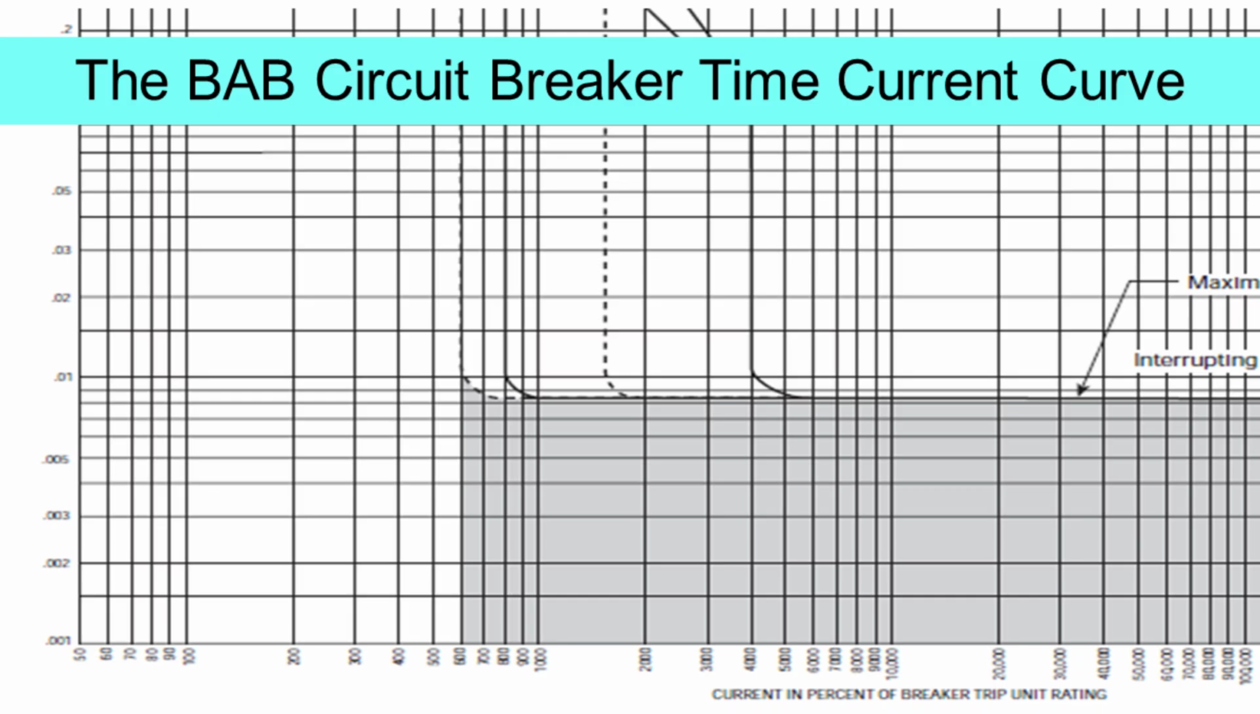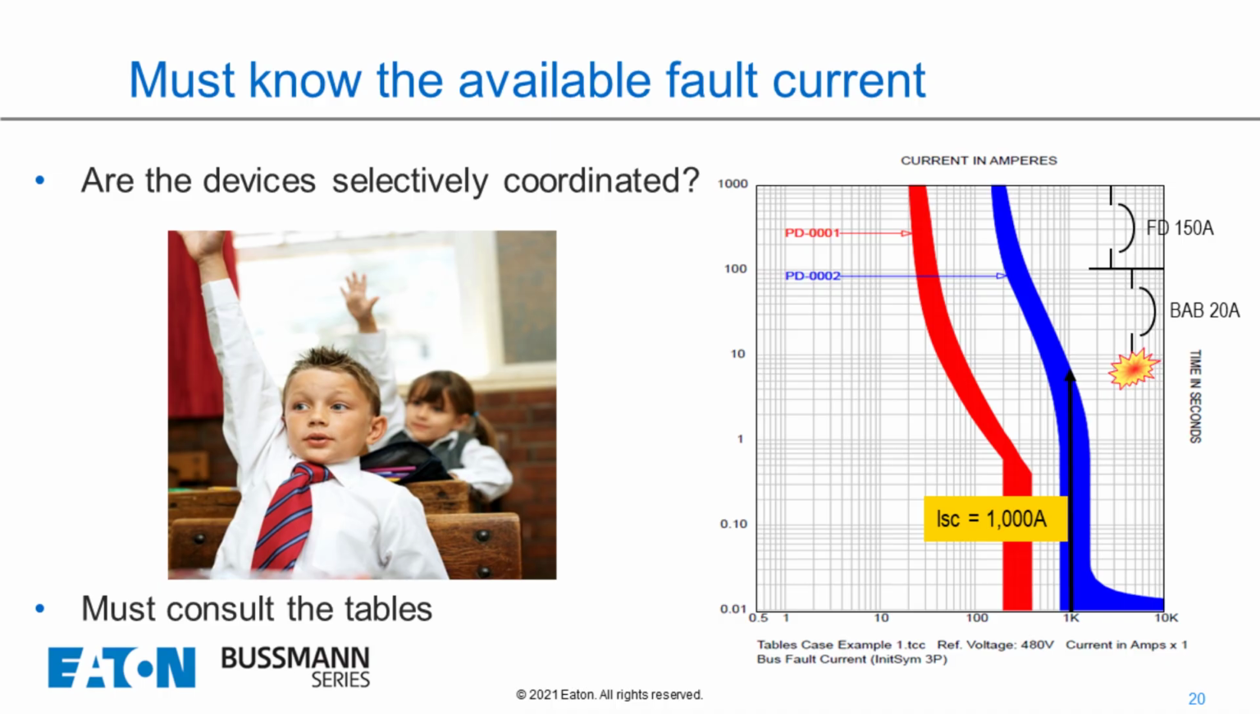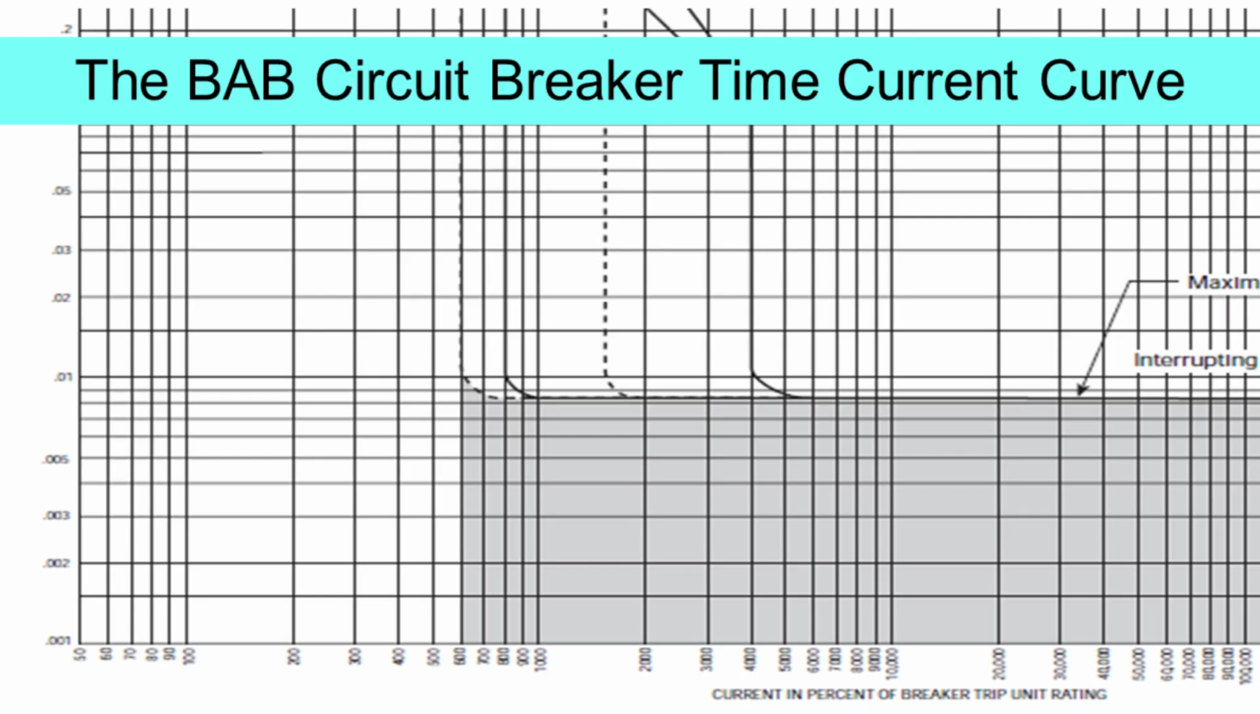All right, so here was the BAB. Let me go back real quick. So we have an FD breaker, just a 150 amp breaker, and then we have the BAB 20 amp breaker. I'm going to show you a quick curve on the BAB breaker. As you can see, over to the left side, we see the time, 0.01 seconds. That's where all time current curves usually stop in any of the computer programs. They don't go below 0.01 seconds.